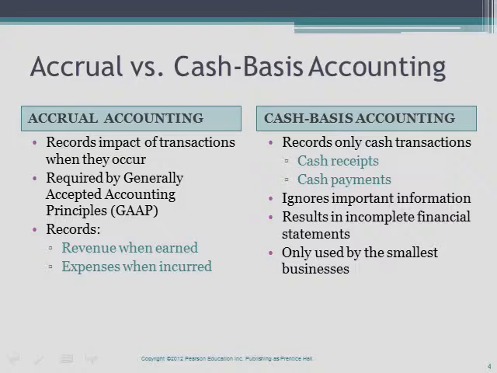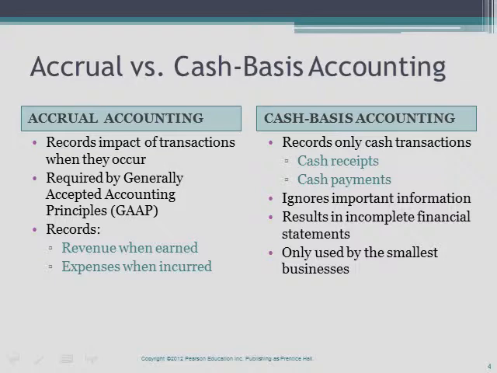Accrual accounting records the impact of a transaction as it occurs. When the business performs a service, makes a sale, or incurs an expense, the accountant records the transaction even if the business receives or pays no cash. Cash basis accounting records only cash transactions, cash receipts, and cash payments. Cash receipts are treated as revenues and cash payments are handled as expenses.